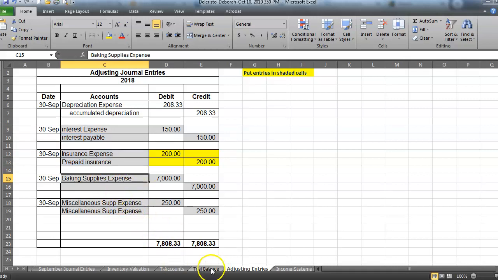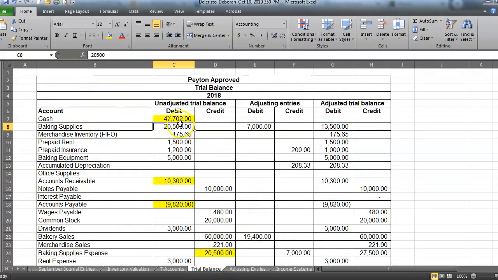First, for baking supplies expense, we want to look at our baking supplies. If we have baking supplies of $20,500 and it tells you that you've used up a certain amount, you know that you need to record the entry for the amount that you used up. But it doesn't tell you that. What it says is you have only X amount left. So we have to take what's left and subtract it from this number here to come up with your adjustment.